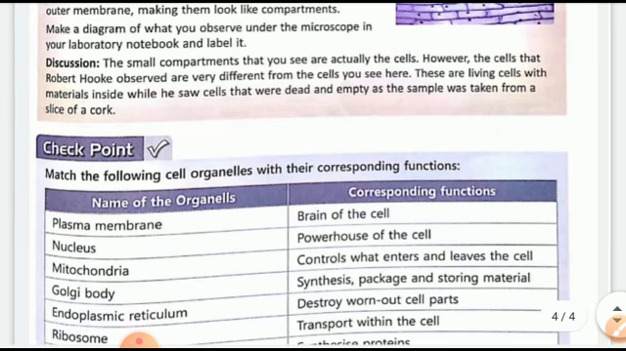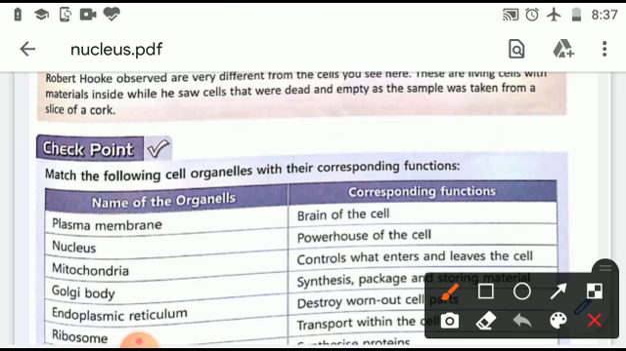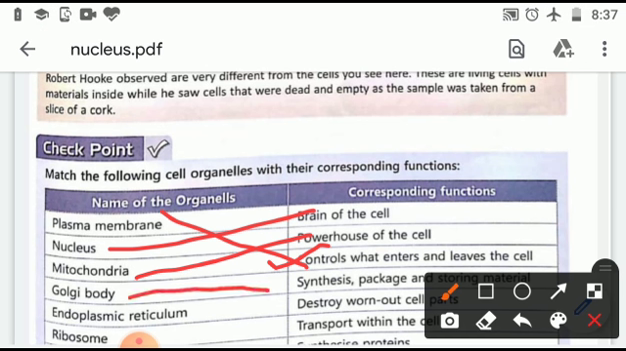So let us see the checkpoint. Match the following organelles. The plasma membrane controls what leaves and enters. The nucleus is the brain of the cell. Mitochondria, the powerhouse. The Golgi body has the function of transport within the cell. The endoplasmic reticulum does synthesis, packaging and storing of cellular materials. Ribosomes synthesize protein, and lysosomes destroy worn-out tissues. In this way you will write the checkpoint.